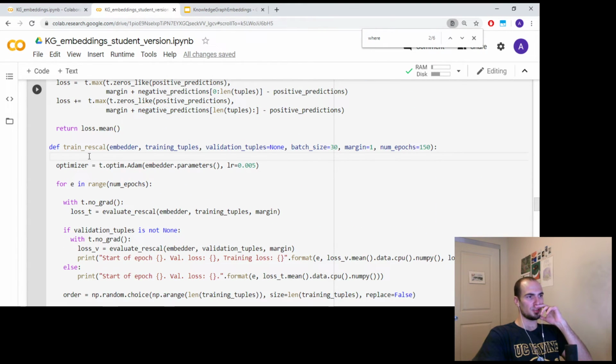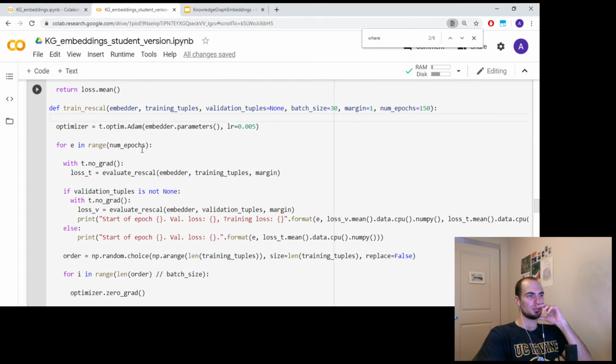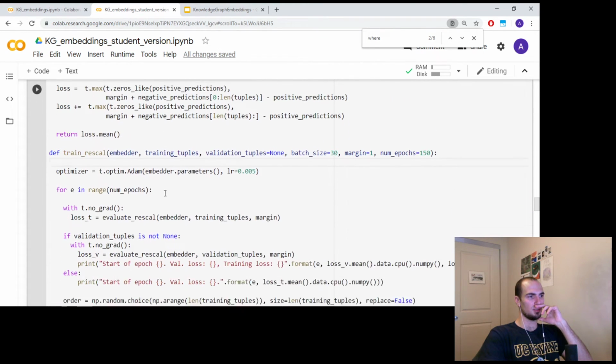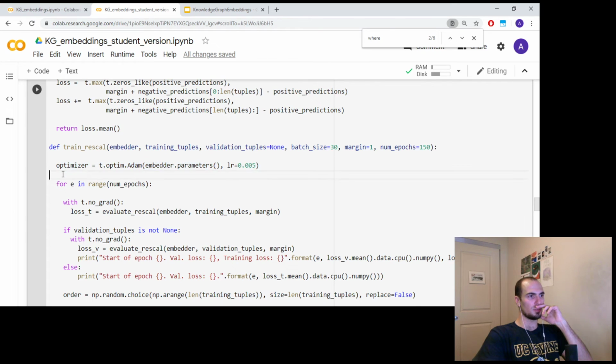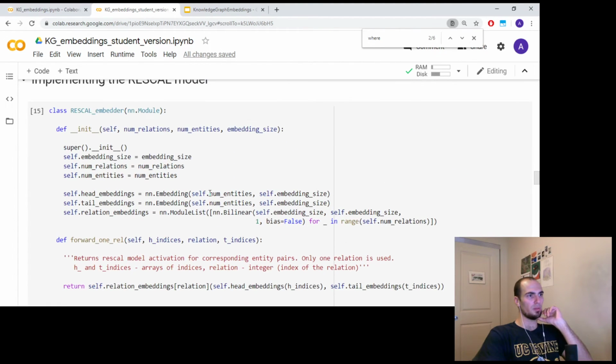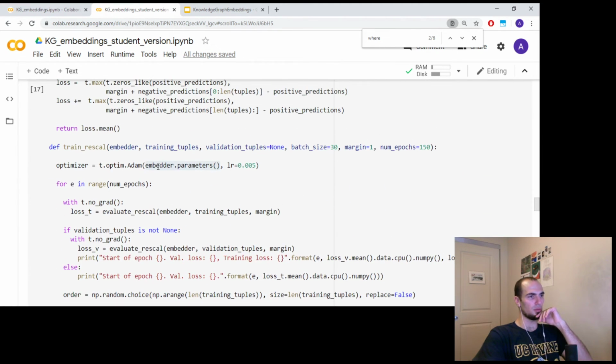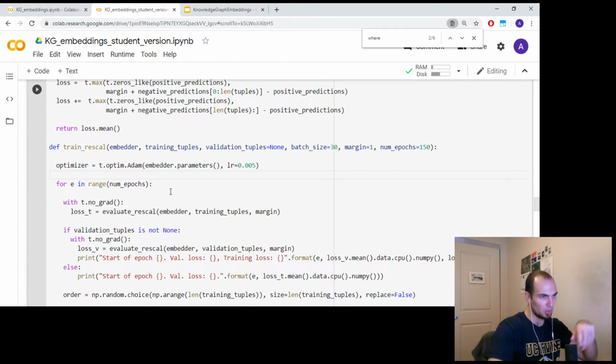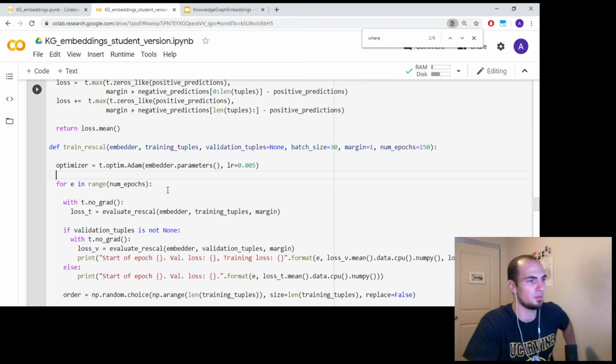So in the training procedure, we're doing exactly the same things, but now there's an optimizer. The optimizer is going to optimize over embedder parameters. One of the convenient things about defining things like that is that all the modules are going to have exactly the parameters you expect them to have. You don't have to manually specify what kind of matrices you need to optimize over. So that is nice. PyTorch is very convenient, I'll say.